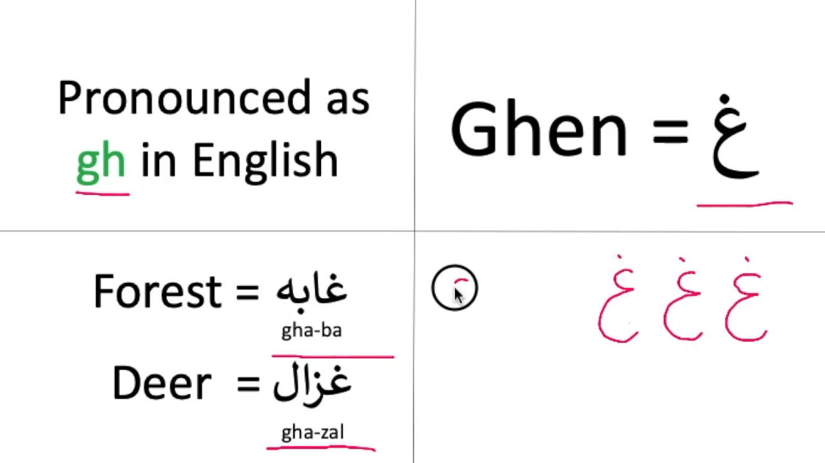But this one with no dots is ayn. Remember, ayn as in ayn, eye, the word starts with ayn. So ayn is pronounced as ayn, and ghain is pronounced as gh. غابة غزال.